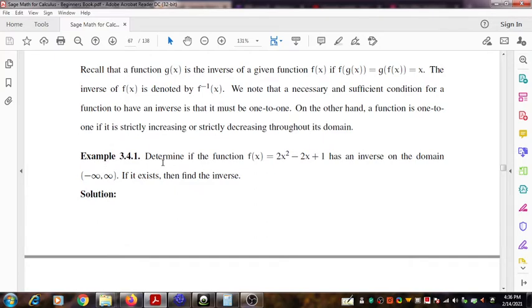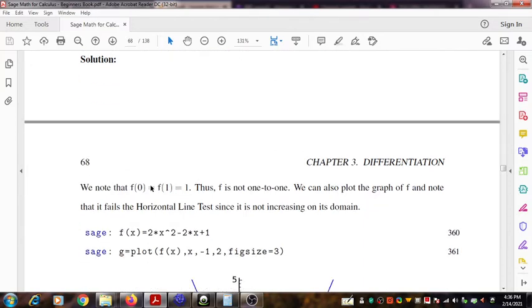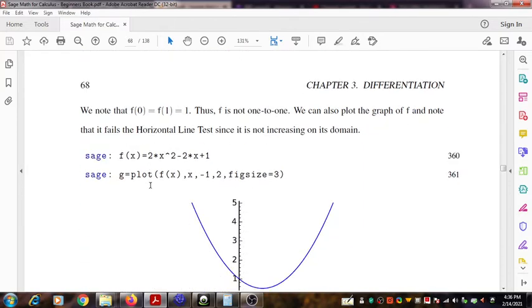Consider this example. Determine if the function f(x) equals 2x squared minus 2x plus 1 has an inverse on the domain minus infinity to plus infinity. If it exists, then find the inverse. The outline of the solution is given here.